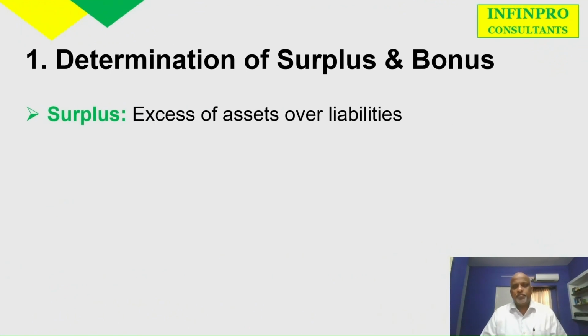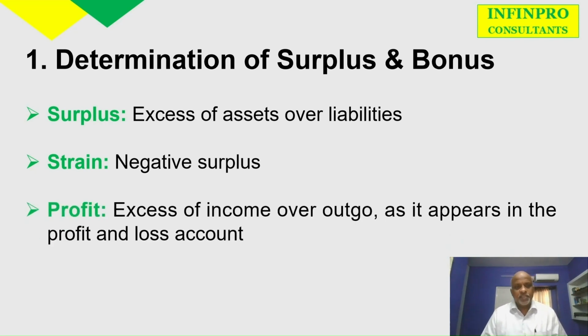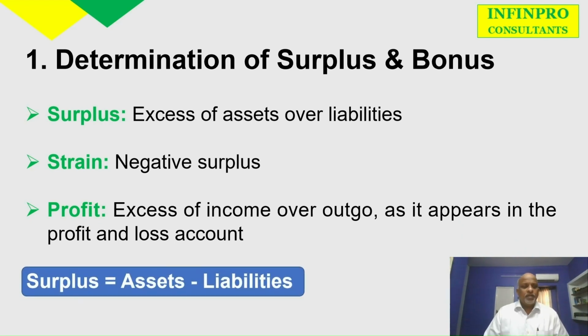So determination of surplus and bonus is completely dependent on the excess of assets. So for instance, we say that a life insurer is in surplus state if the assets are in excess to the liabilities, and in strain status if it is in negative surplus. That means liabilities are higher than the assets. So excess of income is shared as profit to the policy holder, right? So it comes in the form of a bonus. So surplus is assets minus liabilities.